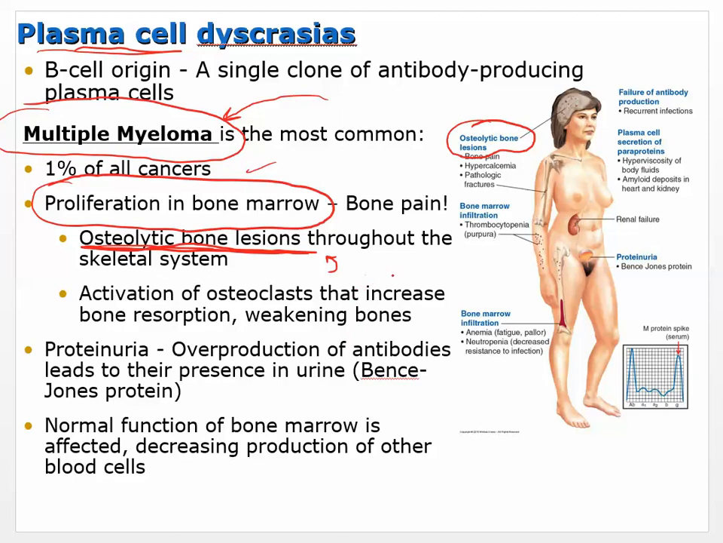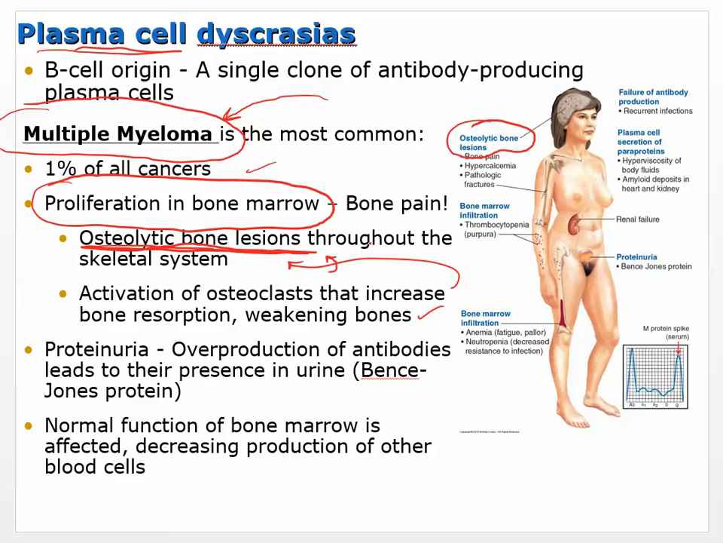Activation of osteoclasts, which are trying to make new bone, that increases bone... osteoblasts increase bone. Osteoclasts break it down, so increases bone resorption and weakens bone. So you have weakening of the bone, and then you have this pressure, which can cause bone lesions.